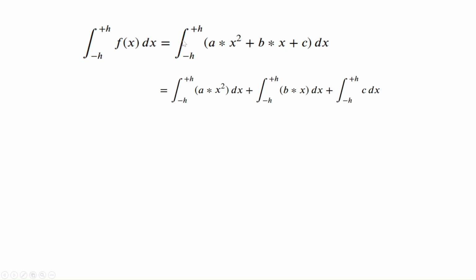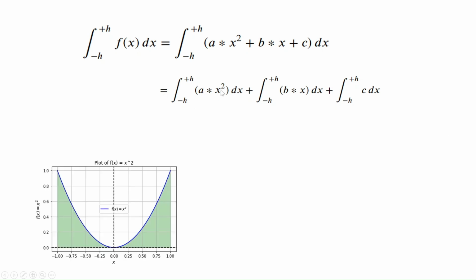So this whole expression can then be broken down into 3 parts. The first term can be taken out independently, the second term can also be taken out independently, and the third term is also taken out. And we are going to integrate each one of them from minus h to plus h. So let's start with the first term.